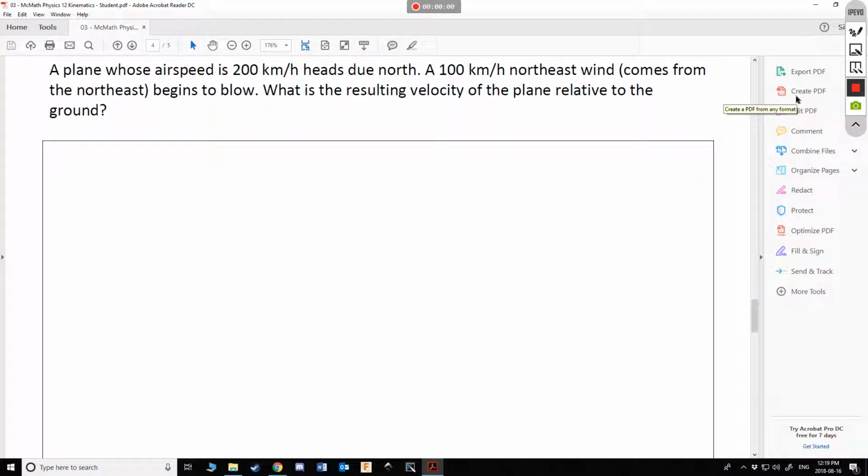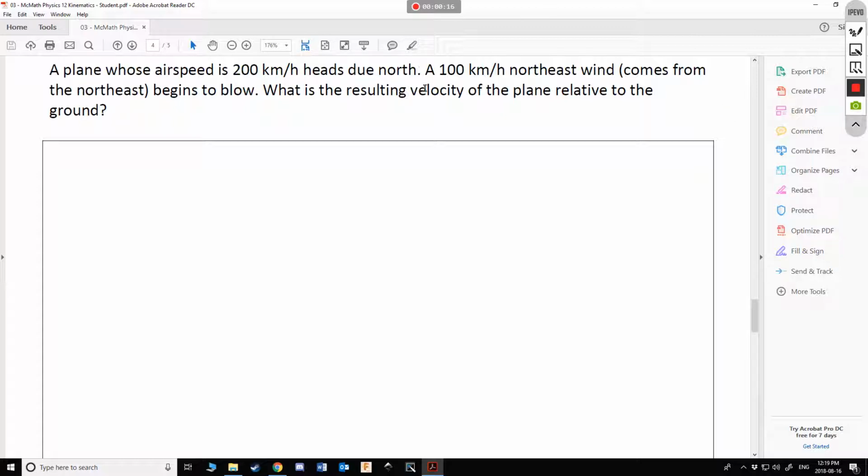Here's our final question today. A plane whose airspeed is 200 kilometers per hour heads due north. A 100 kilometer per hour northeast wind begins to blow, which means it comes from the northeast. What is the resulting velocity of the plane relative to the ground?